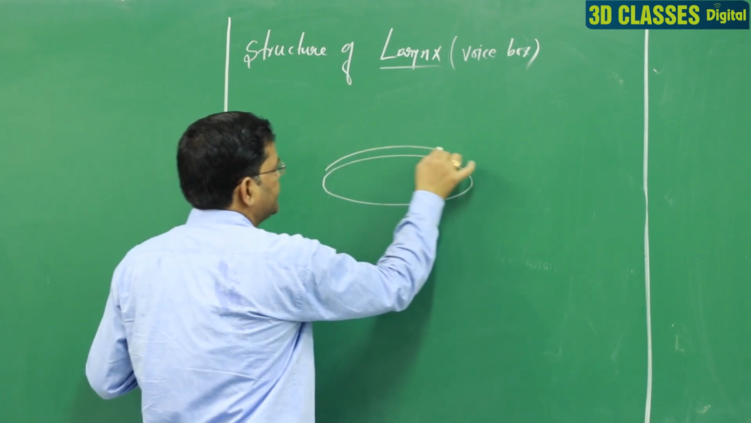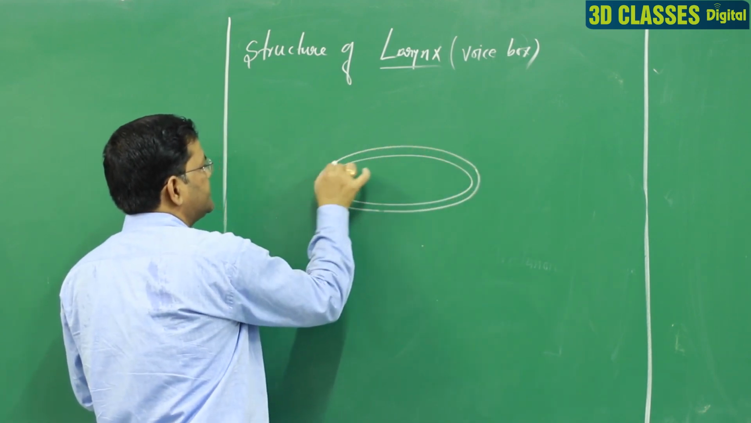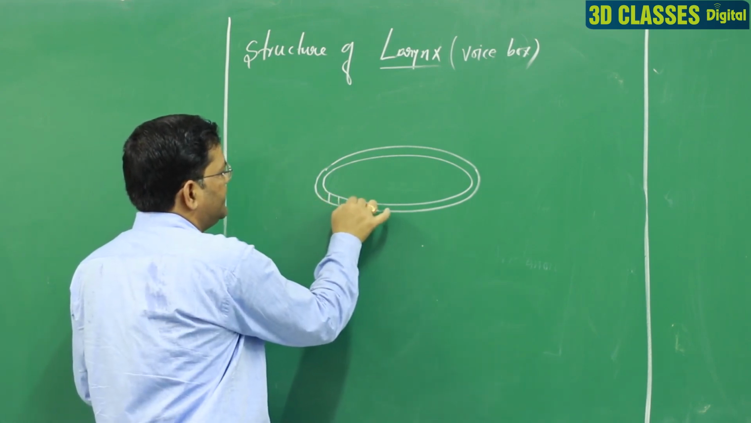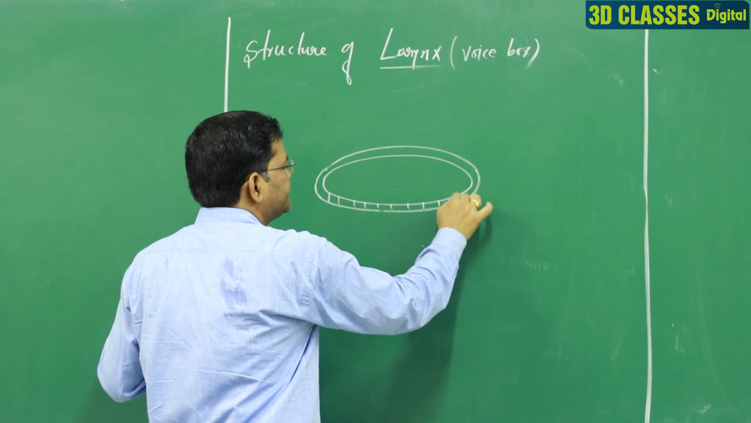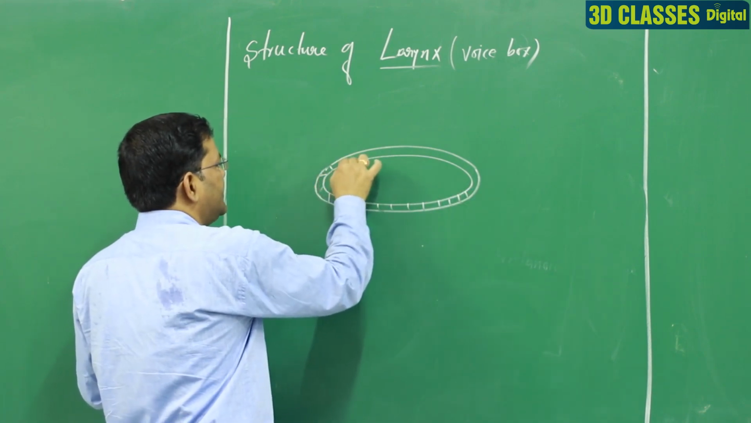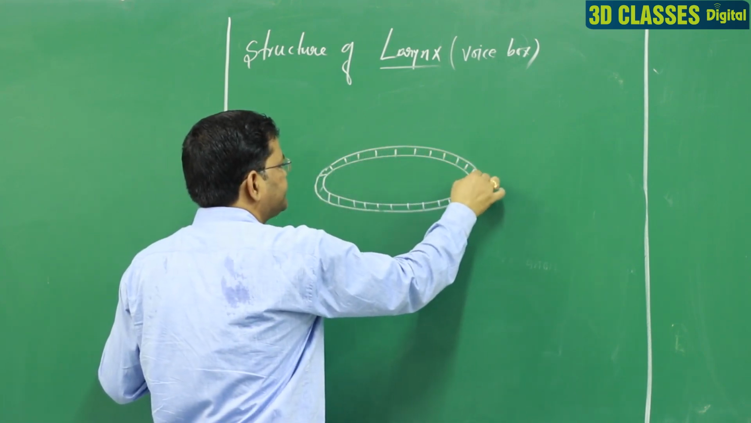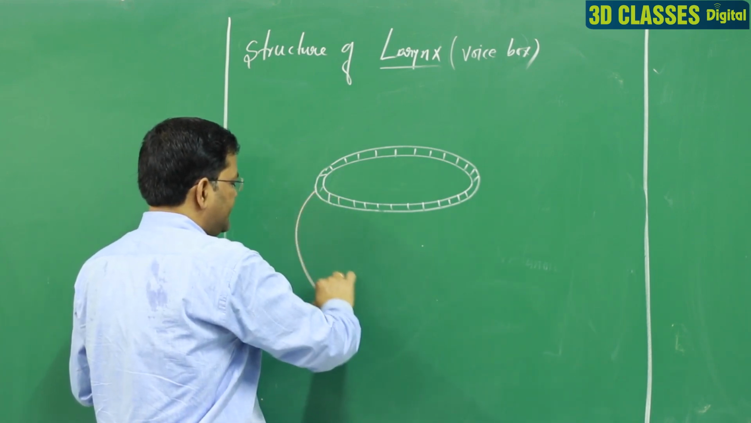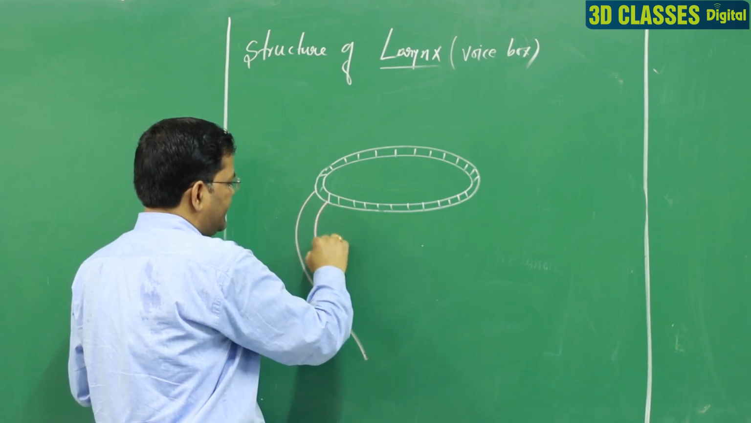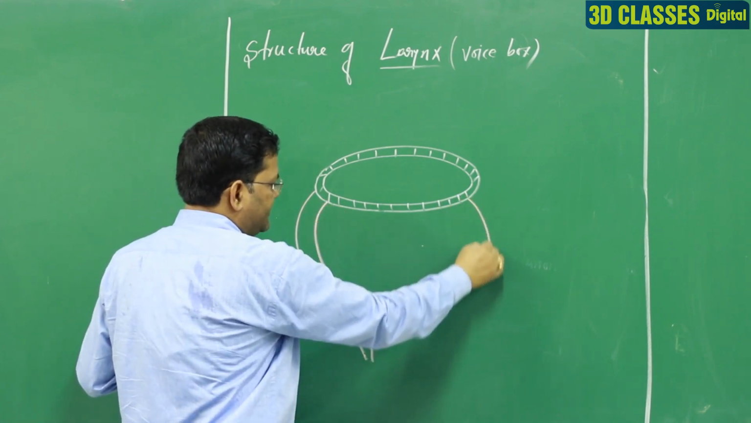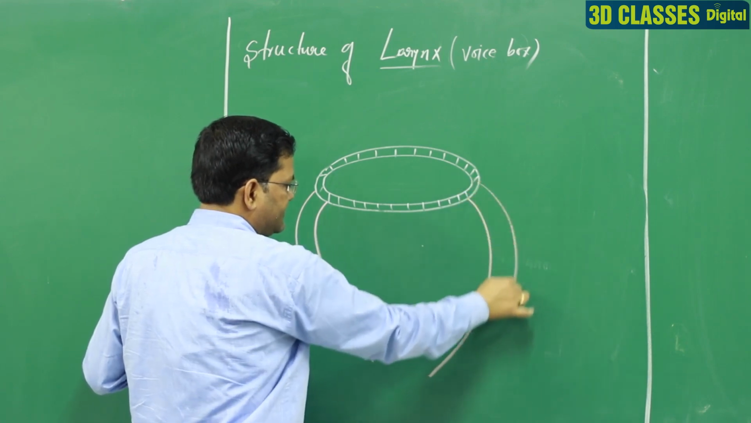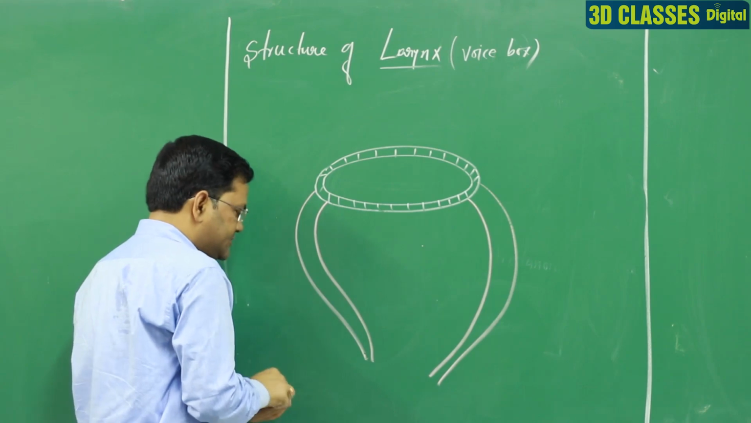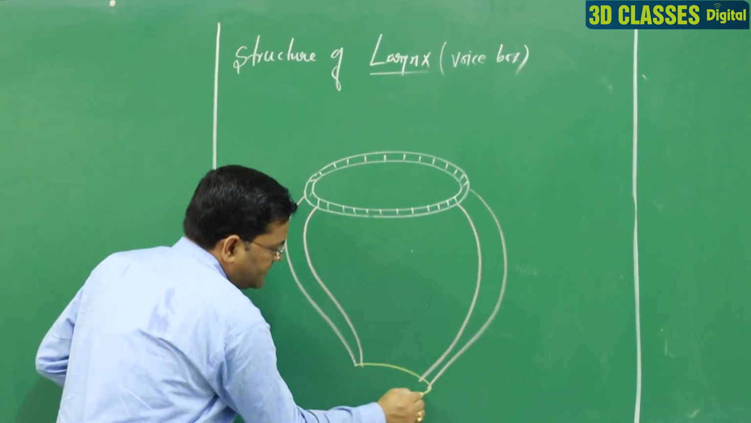This is the largest cartilage in the larynx, and that name is thyroid. Thyroid cartilage is present in this region. This is the pyramid shape structure, and this pyramid shape structure is arytenoid, and this is called cricoid.